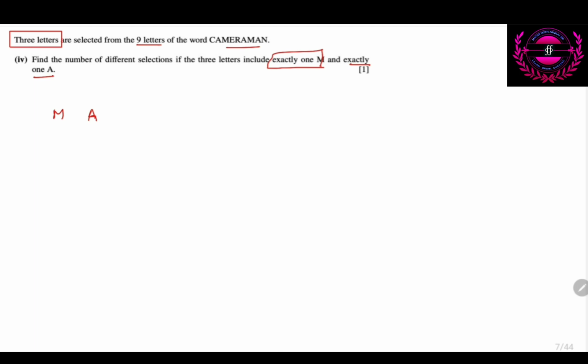Let me write how many alphabets I have. I have two M's, three A's, and C, E, R, N. Okay, so I have to select one out of these four remaining letters. So I have to select one alphabet from these four, and the rest remain. This is the only possibility that I have.